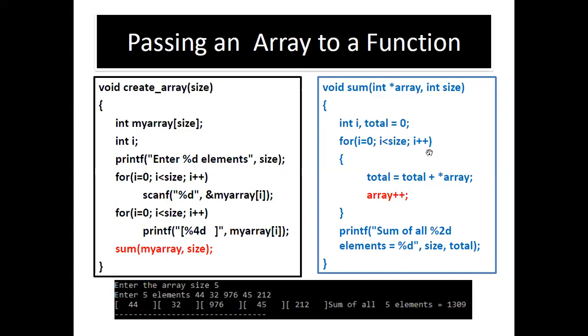So there are two incremental variables running. One is i plus plus to take care of the for loop. Another is array plus plus, which is a pointer increment pointing to the next element of our array.